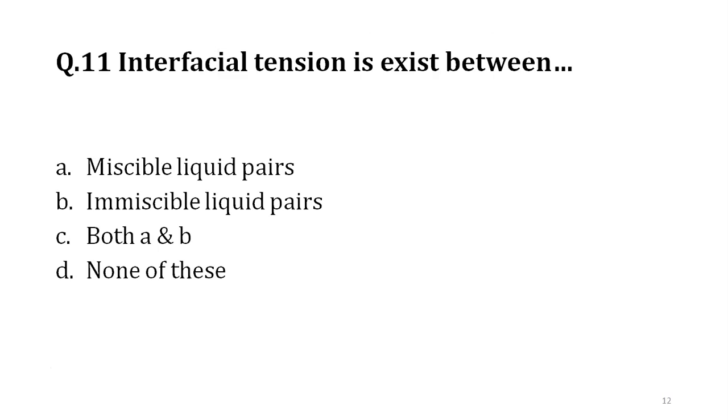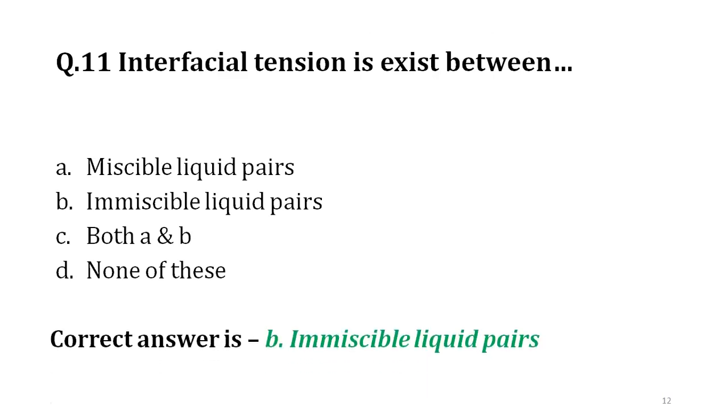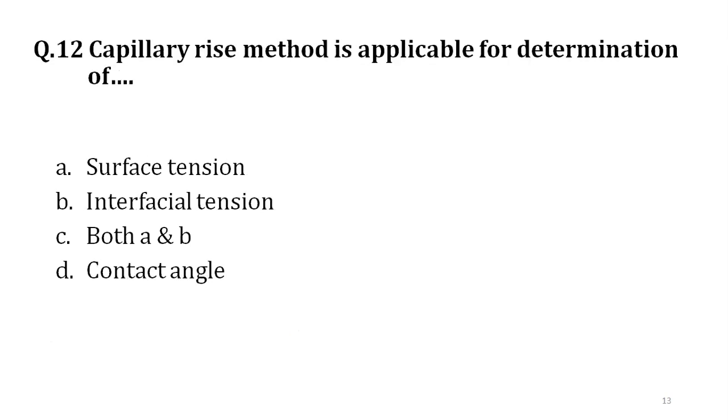Next, what is the interfacial tension that exists between? Option A, miscible liquid pairs. Option B, immiscible liquid pairs. Option C, both A and B, and D, none of the above. So your answer is option B, between the immiscible liquid pair. If the liquids are miscible, obviously the interface does not exist. So option B is correct. An interface will exist only between two immiscible liquid pairs.